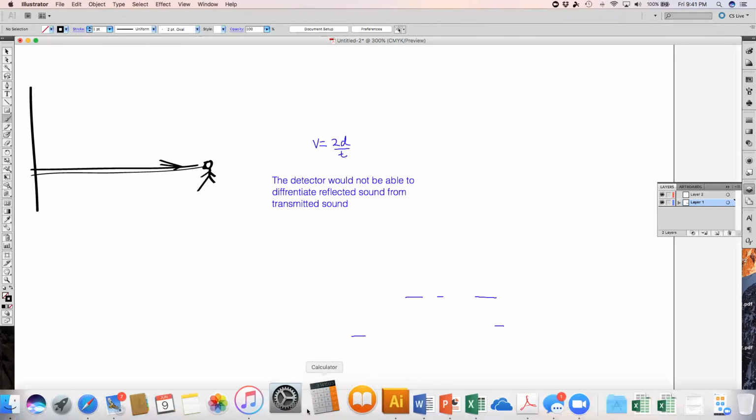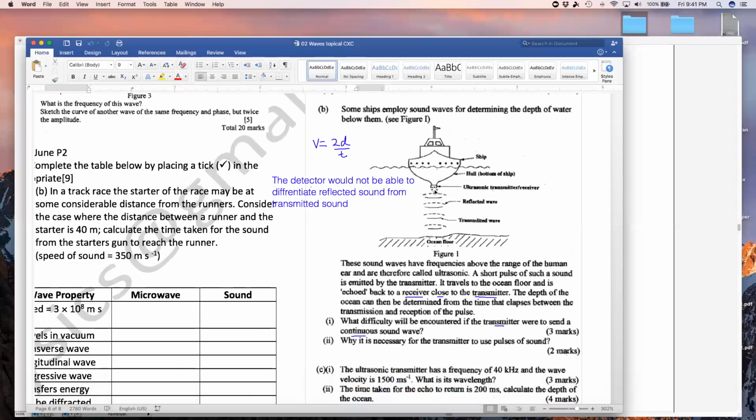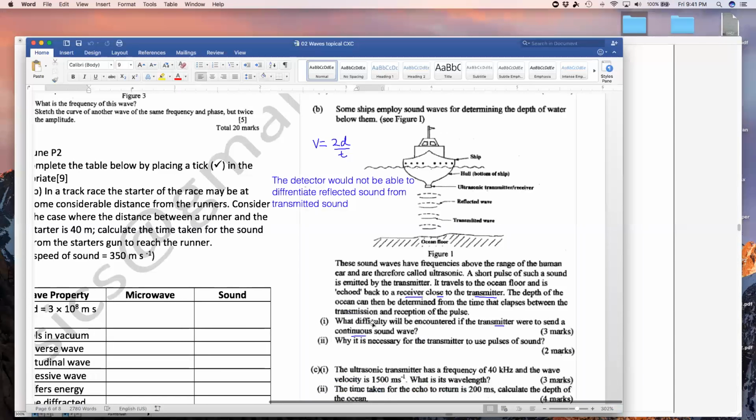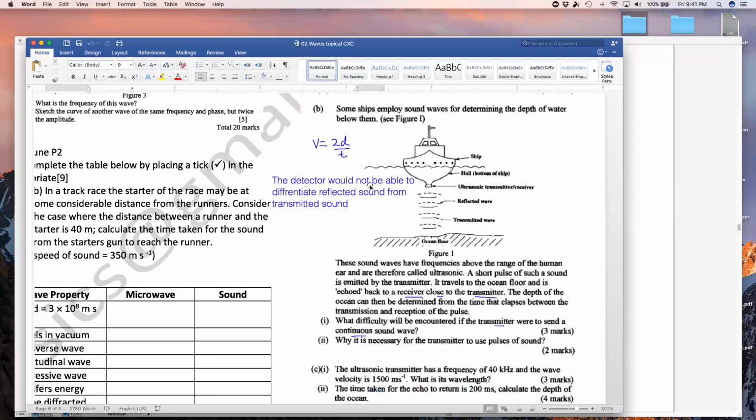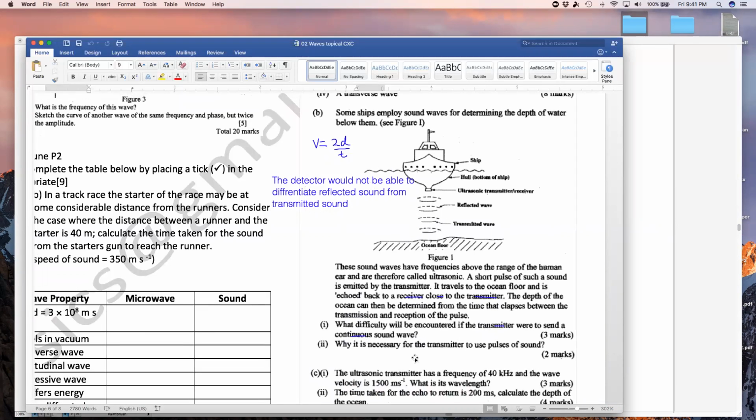So in this question, you have the ship producing sound, and the reflected sound is being picked up. If the ship continued to produce sound or ultrasound wave, it would not be able to pick up the reflected sound, because this produced sound will be so much more intense and it will mix with it. So that's the 3 marks. The detector would not be able to differentiate reflected sound from transmitted sound, and therefore, of course, you wouldn't know the time delay and all of that.